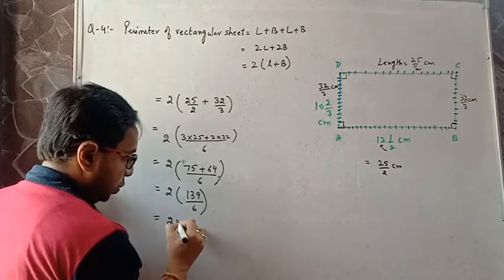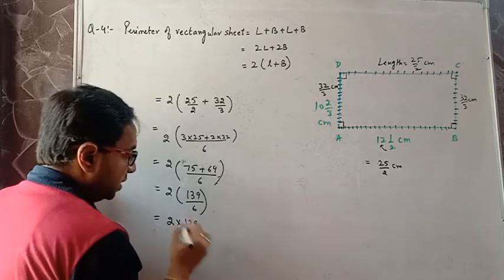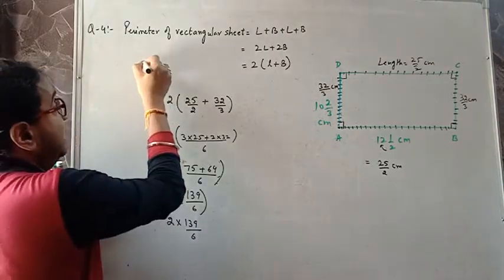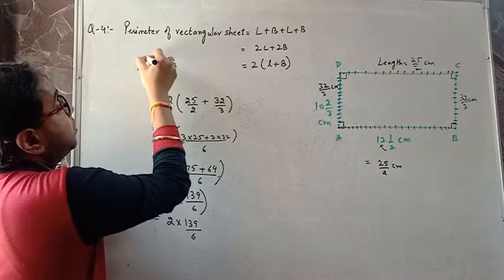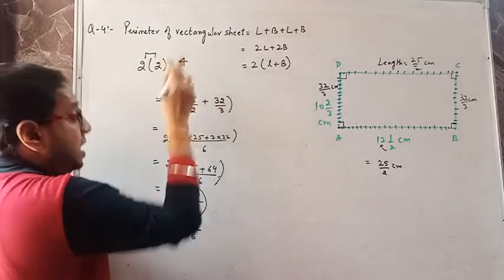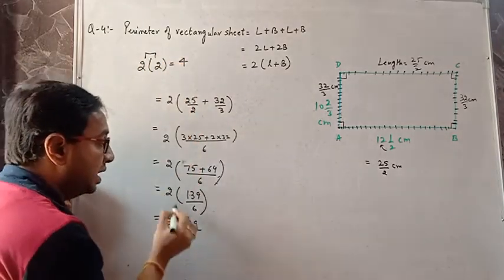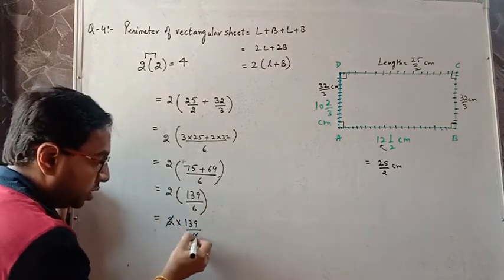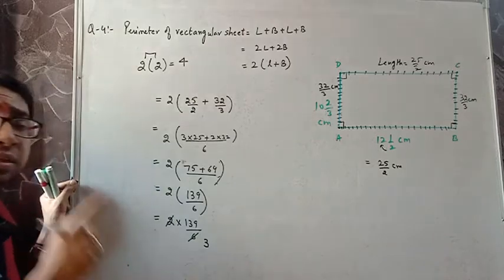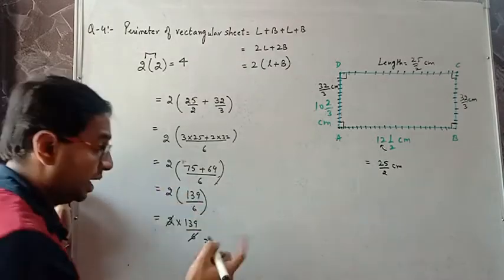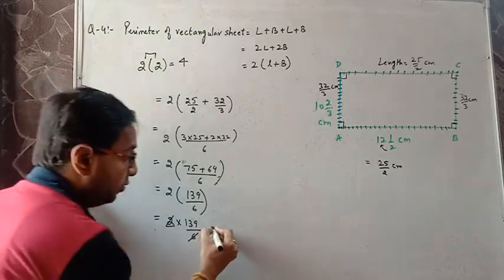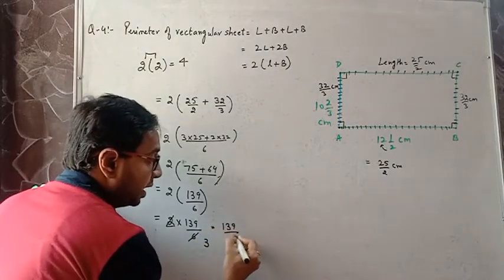Now 2 into 139 upon 6. This 2 outside is multiplied. I have discussed this with you in integers also. When it is like this, what does it mean? It means both are multiplied and the answer is 4. Same thing is happening here. This 2 is multiplying this complete fraction. How? We can cut this 2 with the 6. We'll discuss how to multiply in the next section, but till now, we can cut the numerator with the denominator here. Therefore, we'll be getting 139 upon 3.